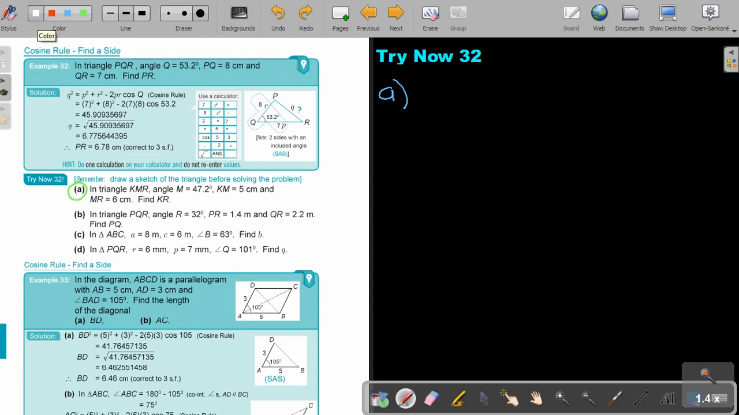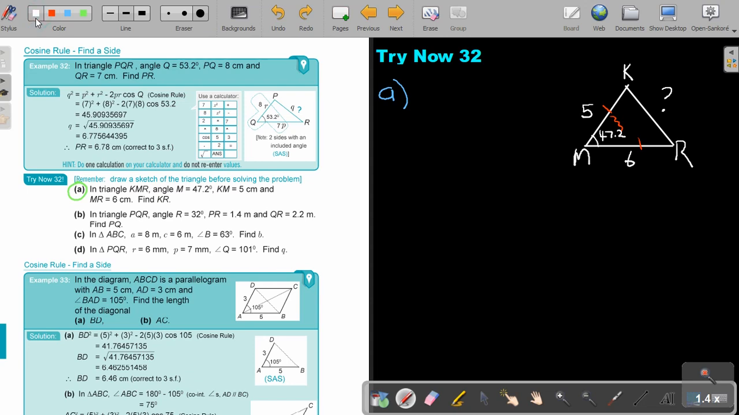Okay, let's start by making a sketch. Remember, use a ruler, otherwise it doesn't look neat. So I'm going to start by saying K, or you get confused with all the information if it's not neat. So the angle M, they gave it, it's 47.2. KM is 5, and MR is 6. Find KR. Okay, so can you see what they gave you?